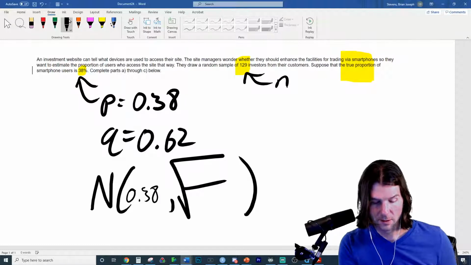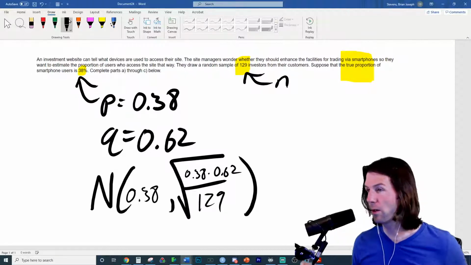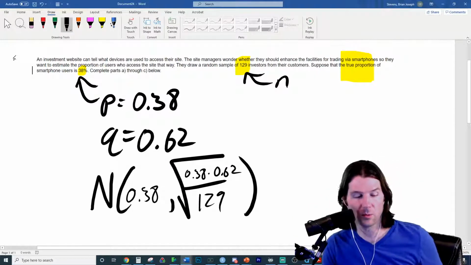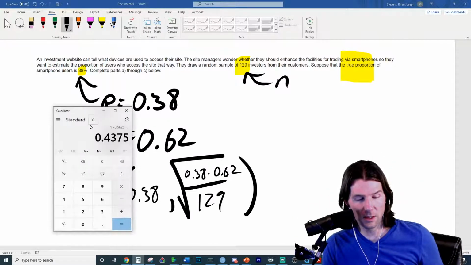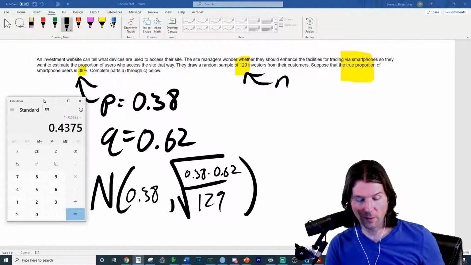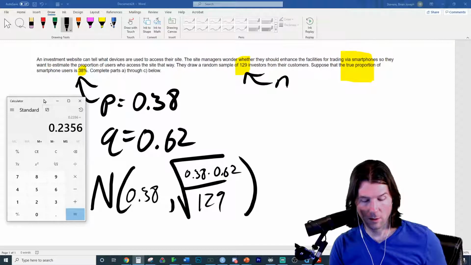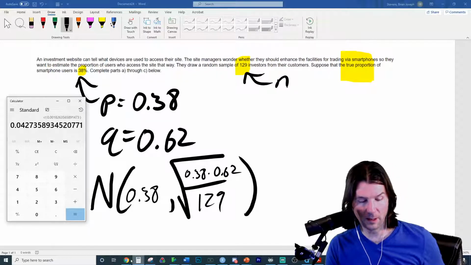0.38, 0.62, and 129. There we go right there. We are good to go. We got all the information we need. P times Q over N square root. Let's find that: P times Q over N, and its quantity square root. There we go. And we know the mean of the distribution.